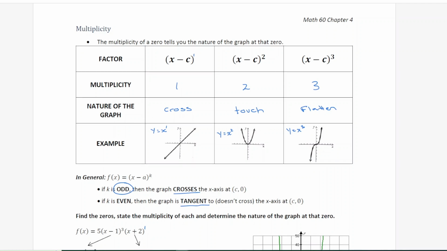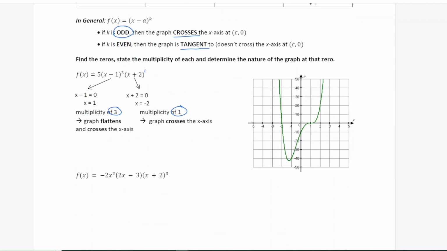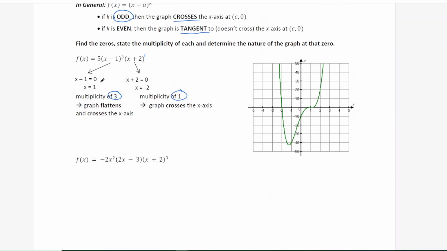So if we wanted to add to that, let's look at the nature of this graph. This one we said had an x-intercept of 1, which would be a multiplicity of 3. And so we're expecting the graph to flatten a little bit, but still cross through the x-axis at 1. Look at that. With this x-intercept, or this 0 of -2, has a multiplicity of 1, so we expect the graph to cross the x-axis. Look at that.